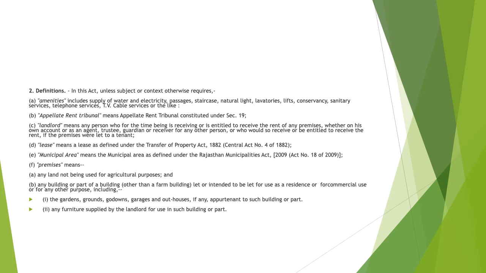Then is premises. So the meaning of premises is, first, any land not being used for agricultural purposes. Then second is any building or part of building that is let or intended to be let for use as residence or for commercial use or for any other purpose. That includes gardens, grounds, godowns, garages, outhouses, if any, that is appurtenant to such building or part, or which includes any furniture supplied by the landlord for the use in such building or part.